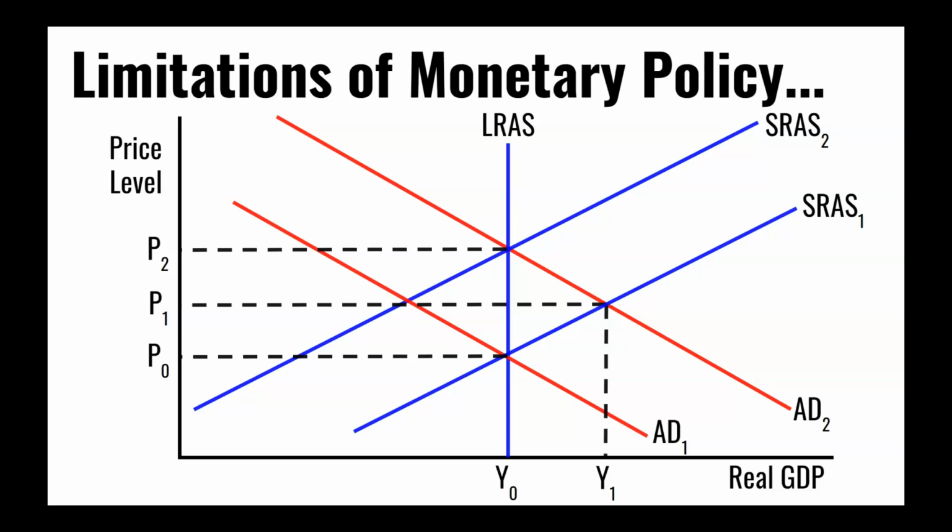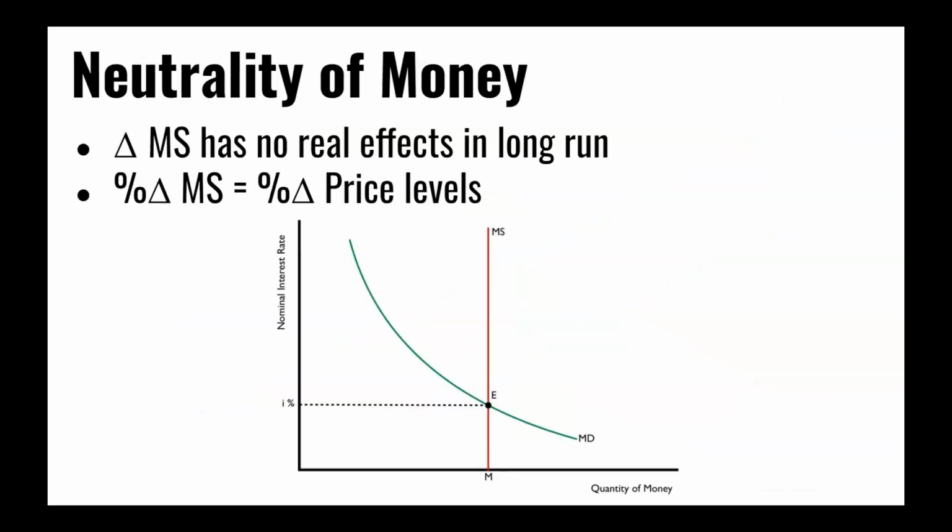This concept is known as neutrality of money. It basically tells us that a change in the money supply has no effect in the long run on output. The only thing that a change in money supply will do is increase price levels by an equal amount. So if I increase the money supply by 5%, then we should see an increase in the price level of 5%.